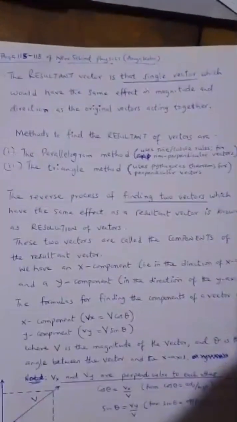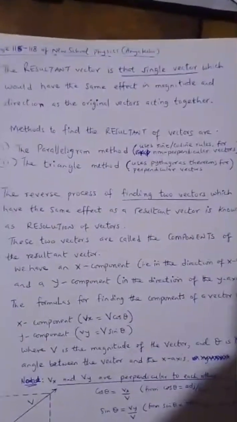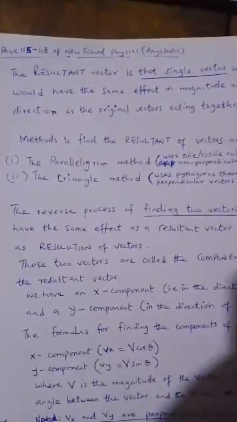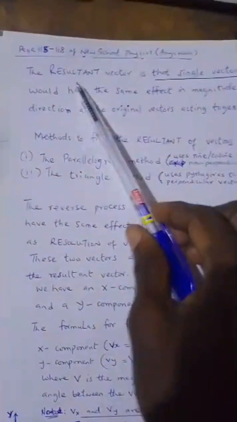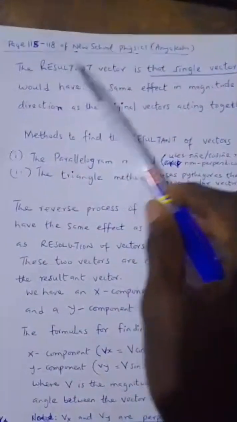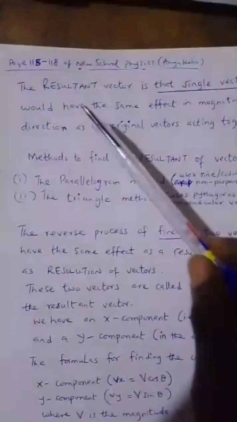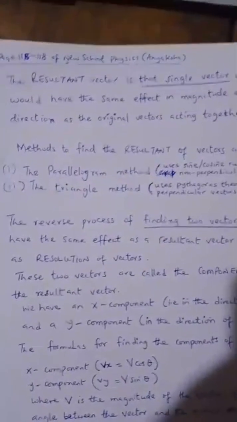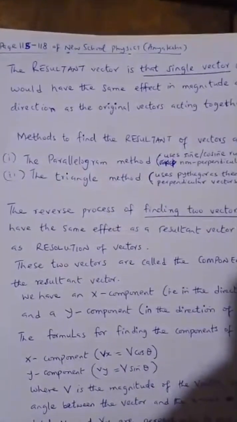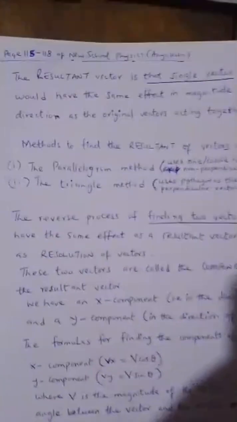Okay, hello everyone. In today's physics class, we're going to look at the topic of resultants. We're going to look at what we mean by resultant vectors, and also what we mean by components of a resultant vector. So let's begin with the resultant vector. It's an important topic in physics. Okay, so let's jump straight into it.